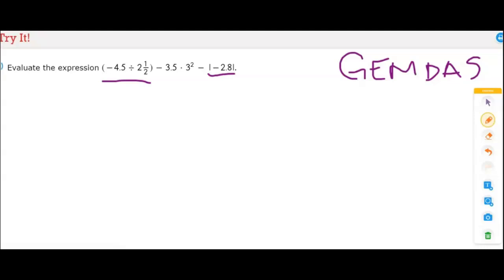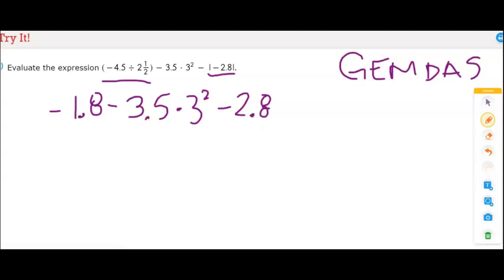So negative 4.5 divided by 2.5 equals, that's going to equal negative 1 8/10. And I used the calculator and changed 2 1/2 to 2.5 so I can use the calculator to divide. So negative 1 8/10 minus 3 5/10 times 3 squared minus negative 2 8/10. The absolute value of that is going to be 2 8/10. And then now we've already evaluated the grouping.